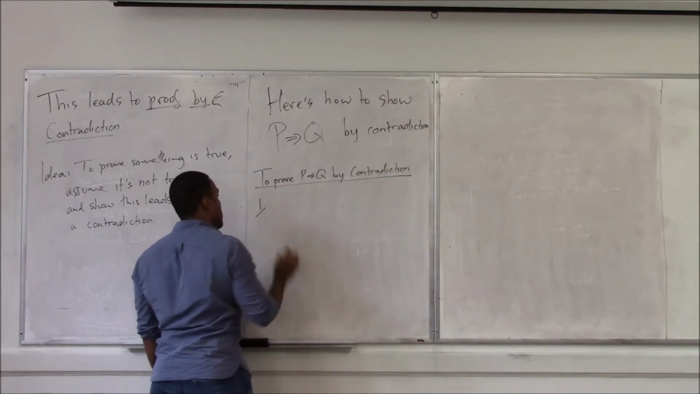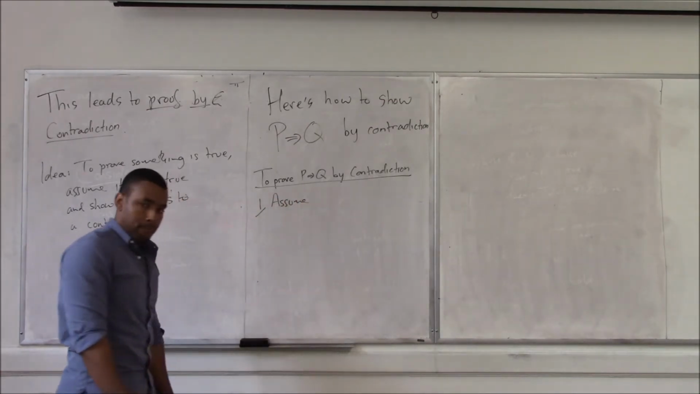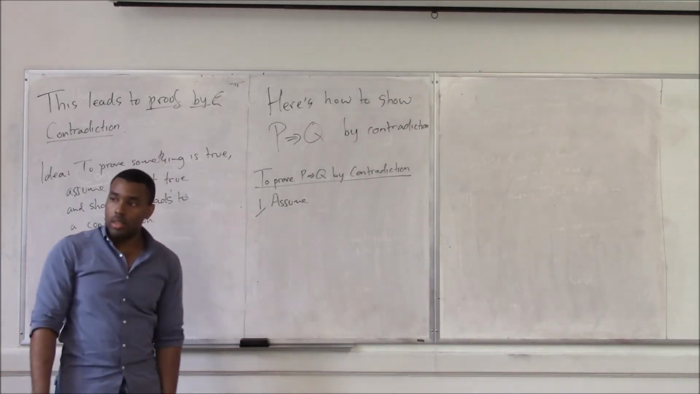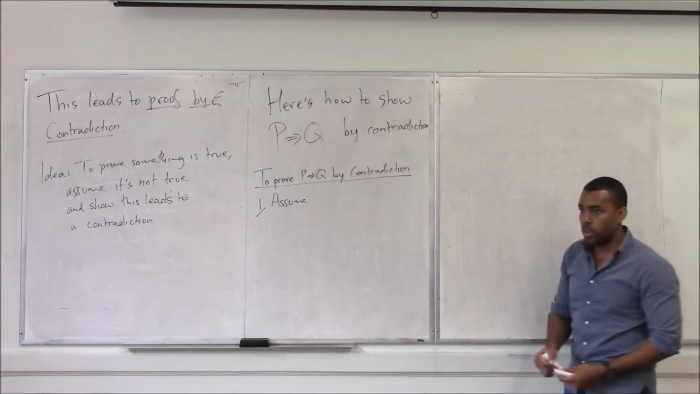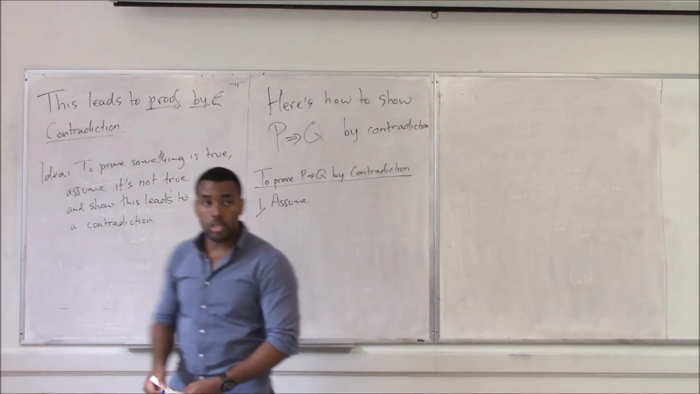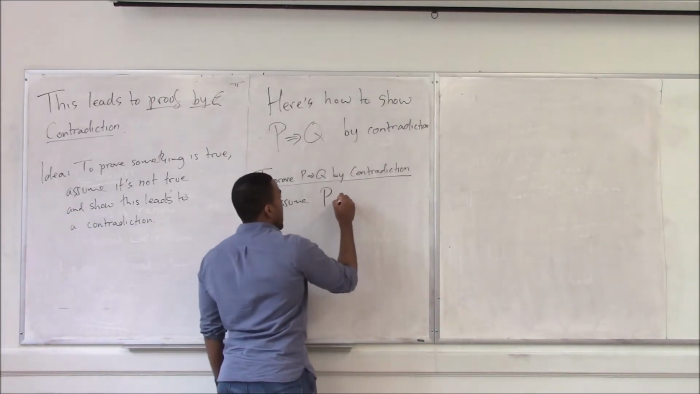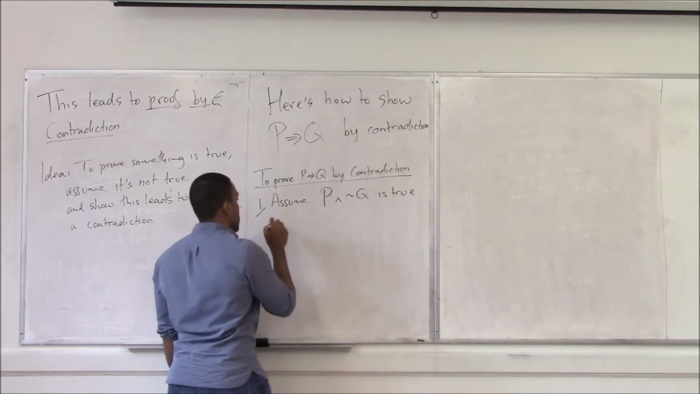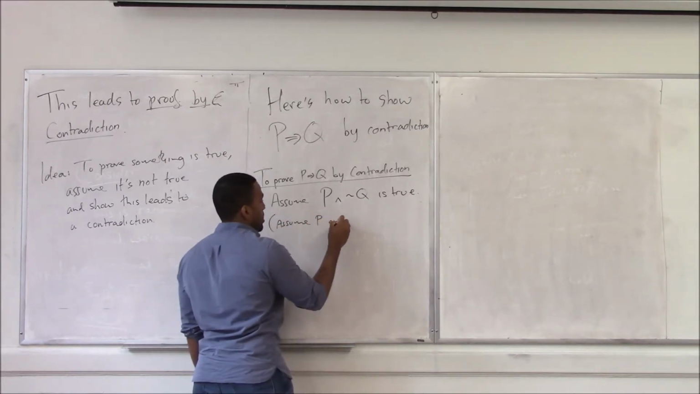Step 1, assume we are going to need to assume that this is false. Right? Now what does it mean for the implication to be false? When is the implication false? When P is true and Q is false is the only situation. So you're going to assume that P and not Q is true. Right? Or assume P and not Q.